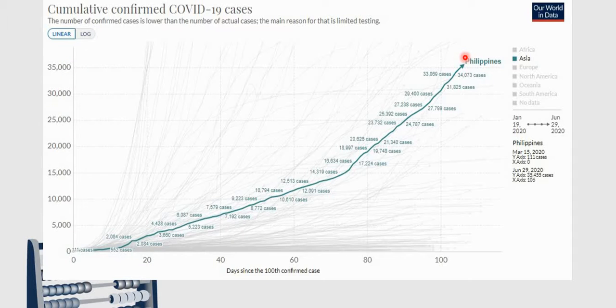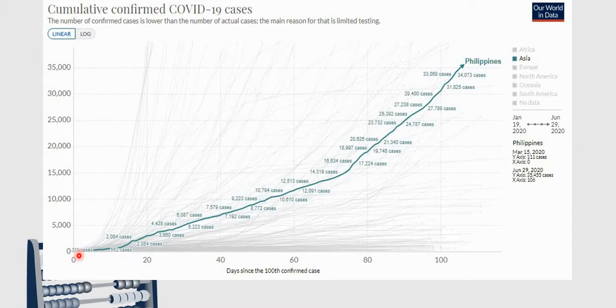Probably most of us are familiar with graphs already as we have encountered them in high school and even in social media, the internet, and in other forms of communication. So, do take note that this is the information for this specific graph. It's from January 19 to June 29, 2020, and it starts at January 19 because it's the first day since the 100 confirmed cases. So, here below are the days since the 100 confirmed cases, and here are the number of cases.